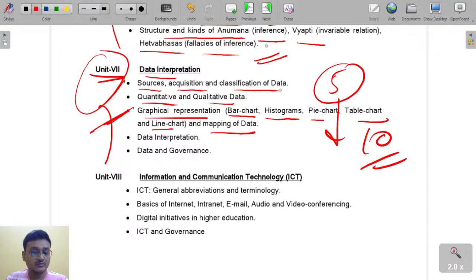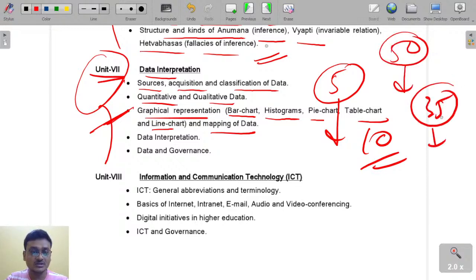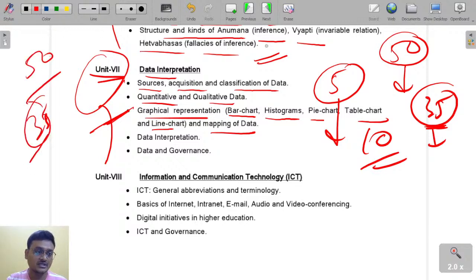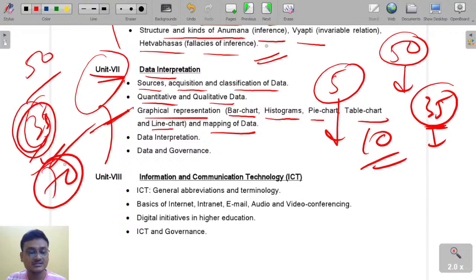So you have to attempt a total of 50 questions. If 35 questions are correct, then you have done well. 35 correct questions is excellent. Out of 50 questions, if 35 are correct, that is a good score. For 35 questions you will get 70 marks. 70 marks in Paper 1 is very good.